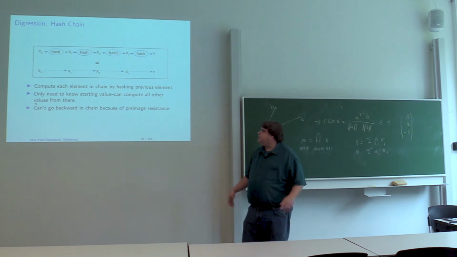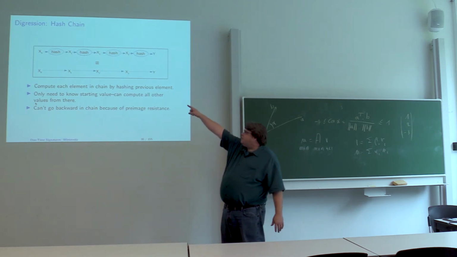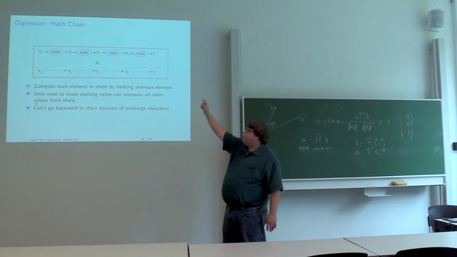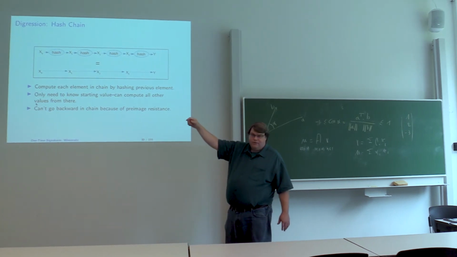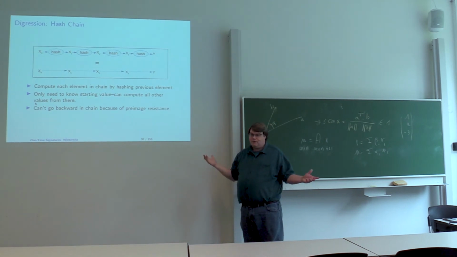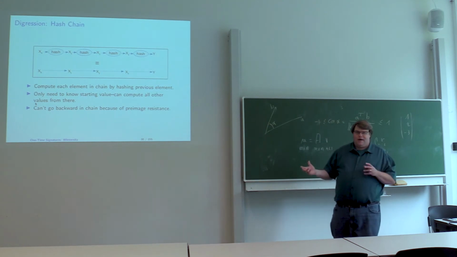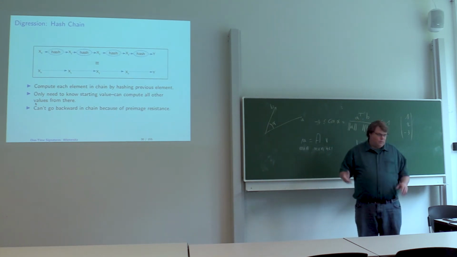So a couple things you need to realize. If I give you any value in this hash chain, you can always go forward, right? If I give you any value in this hash chain, you can't go backward, right? Because to go backward is to find a preimage to the hash function. So once again, you see this preimage resistance coming up as an actual property in what we're going to be talking about.